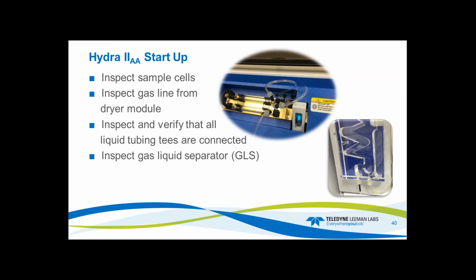So you want to inspect all the tubing tees, make sure they're all connected and nothing's happened since the last time you run it. And inspect the gas liquid separator. It should be pretty pristine, shouldn't be white and full of gunk or anything like that.